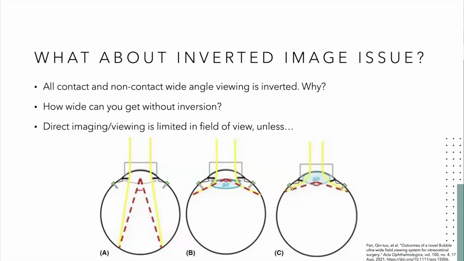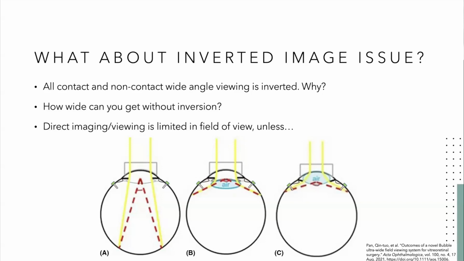And this paper in 2021 showed that there is a way to do it with air bubbles. And I've always thought the same thing, which is air has a different index of refraction than water. Air is close to 1.0. And water, saline, aqueous, etc., is around 1.3. Vitreous is a little bit more. Silicone is 1.4. IOL is around 1.4. So can we use that change in index of refraction to our advantage?